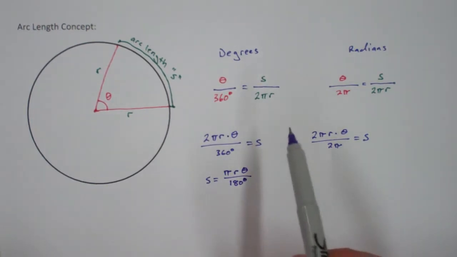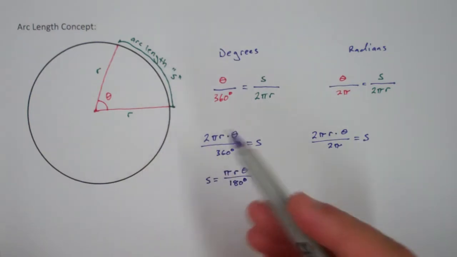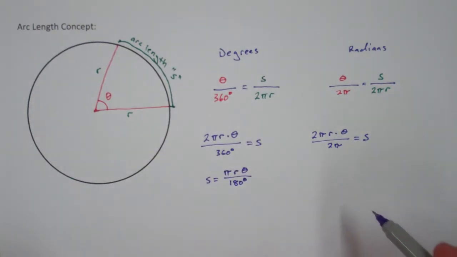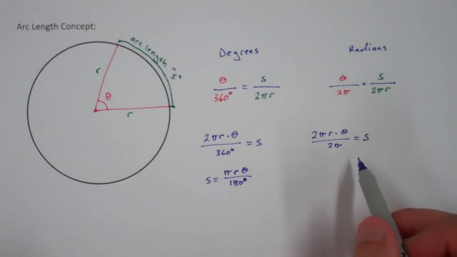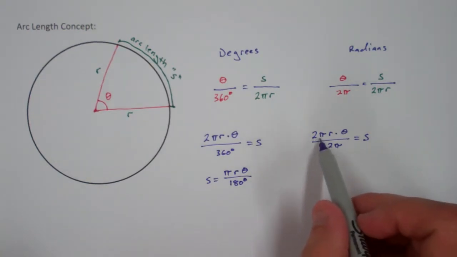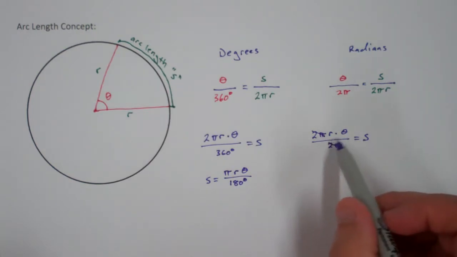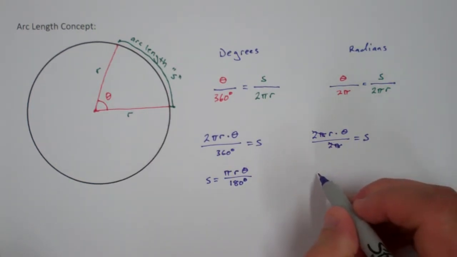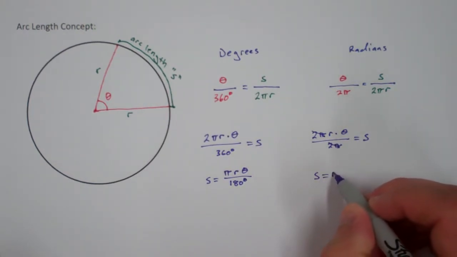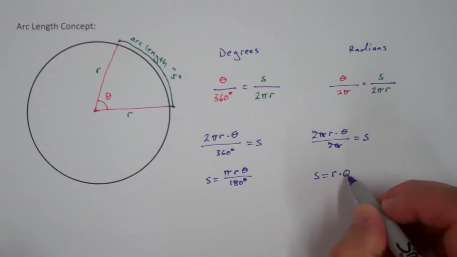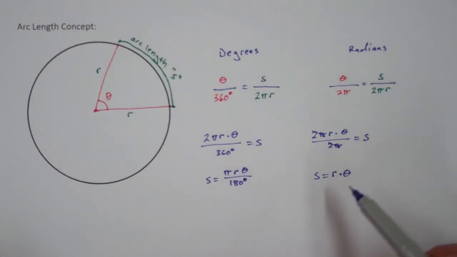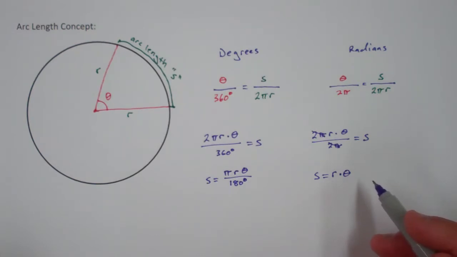And all you need to do is to be able to set up this proportion and reason through part to whole. On the right hand side, we have something interesting that happens here. This 2 pi and this 2 pi in the bottom, that's 1, and then we're just going to have r and theta. So we've got S is equal to r times theta. I really like radians for arc length and even sector area.